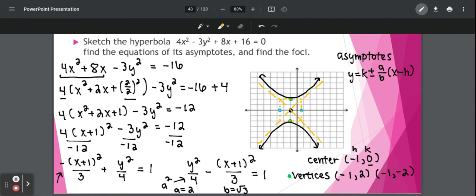So when we're writing these equations, we could say y equals, since k is 0, we don't need the k, plus or minus a, which is down here, we know is 2, over b, which was the square root of 3, times (x minus a negative 1), so x plus 1. And so that would be the equation for those diagonal lines that we graphed.